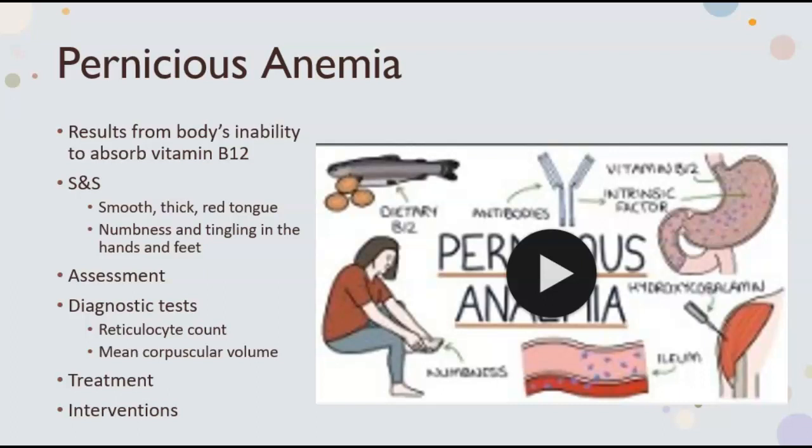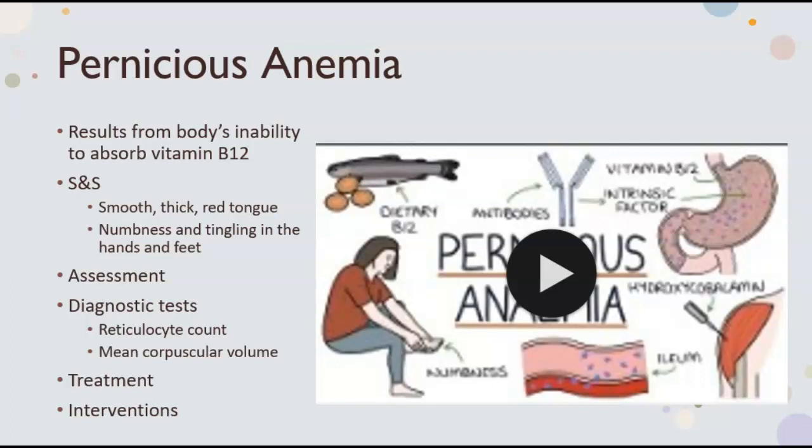These patients are going to be more sensitive to cold, so make sure you're giving them warm blankets and keeping the room warm, preventing chilling. Have them conserve energy because they have that lack of oxygen. So give them small meals. Make sure you're planning rest periods with their activity.